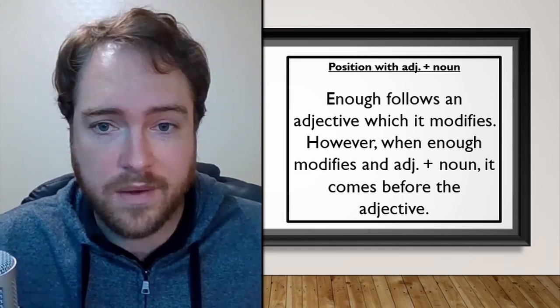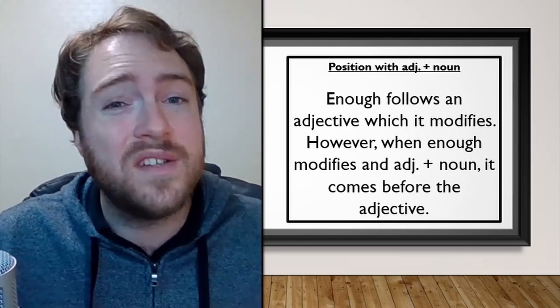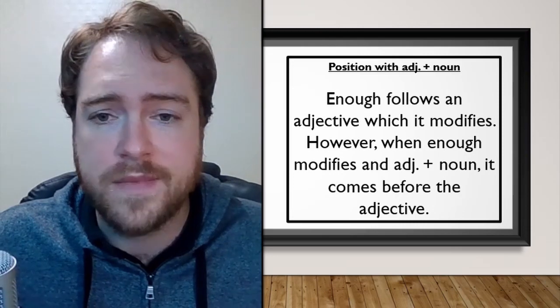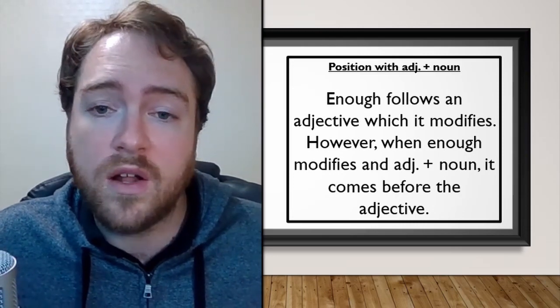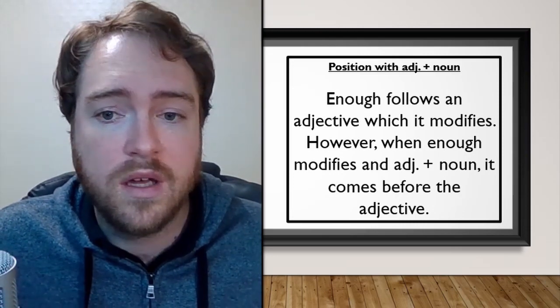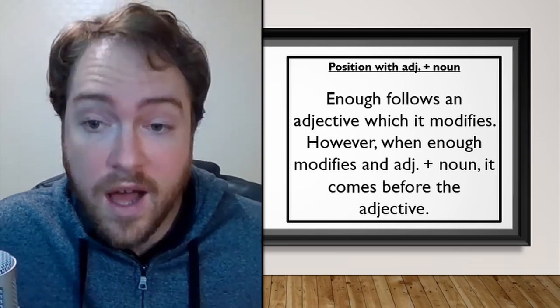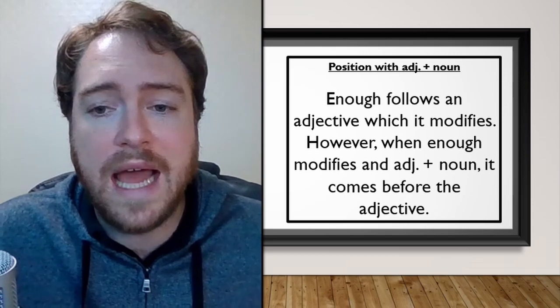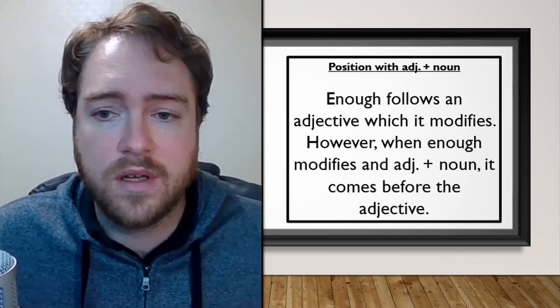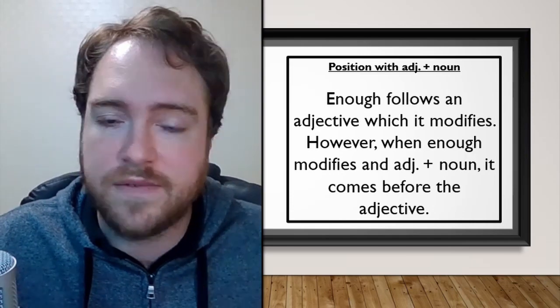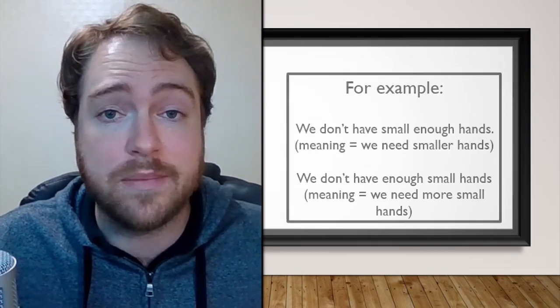Our next grammar structure with enough is its position when we use an adjective and a noun together. Okay, we can change the position to change the meaning of the sentence. So, usually, enough follows an adjective which it modifies. However, when enough modifies an adjective and a noun, it comes before the adjective. It doesn't follow it.